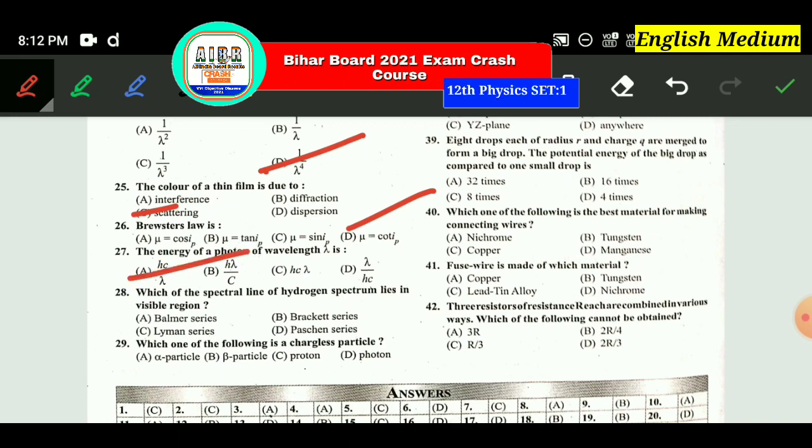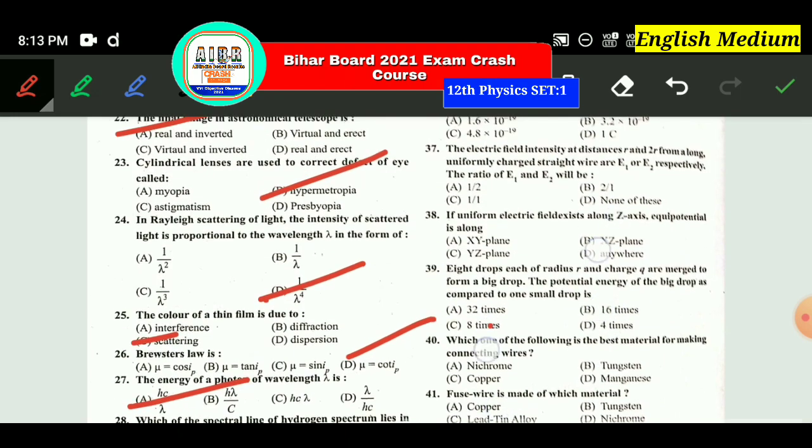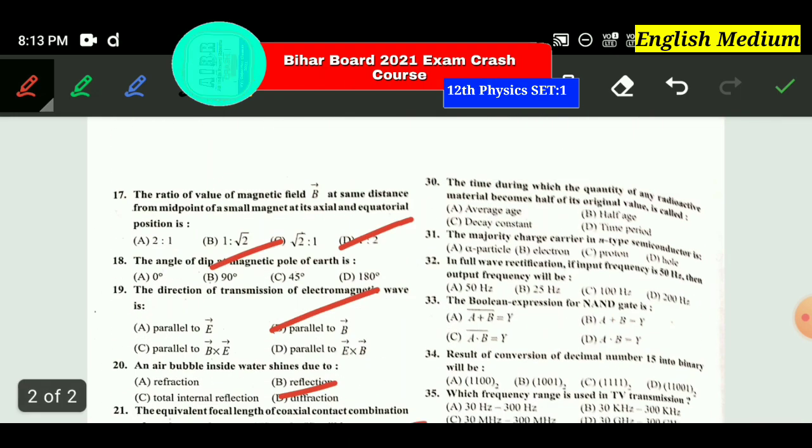Which of the spectral line of hydrogen spectrum lies in visual region? The answer is Lyman series. Next question, which one of the following is chargeless particle? So please answer this question in comment section, because you have definitely studied this question every time.